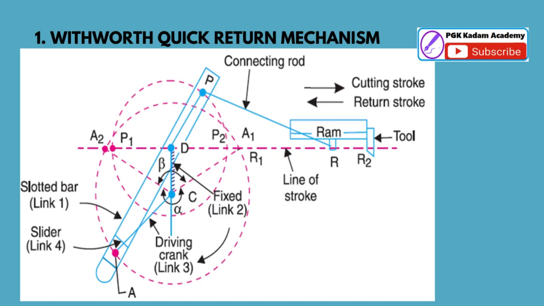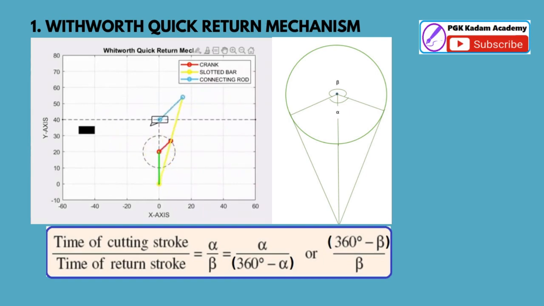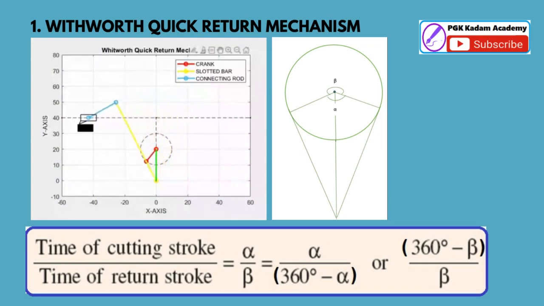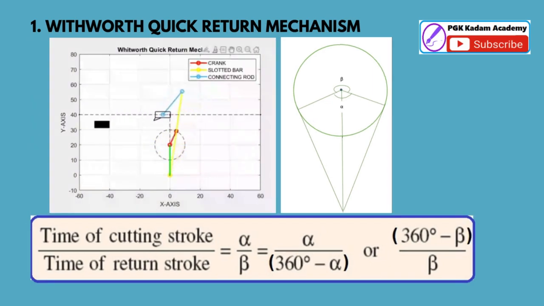Since the driving link rotates at uniform angular speed, the ratio between the time taken during the cutting and return strokes is given by the equation: time of cutting stroke upon time of return stroke equals alpha by beta. Also, alpha by (360 degrees minus alpha). Also, (360 degrees minus beta) by beta. As angle alpha is always greater than 180, the ratio alpha upon (360 minus alpha) is always greater than 1. Hence the time required for the cutting stroke is greater than for the return stroke.